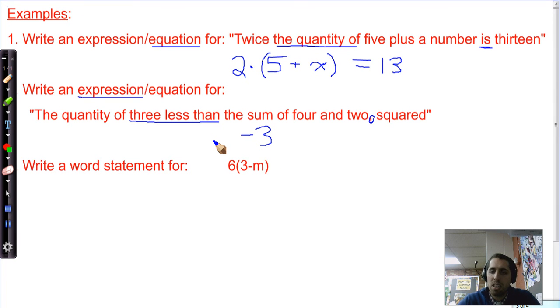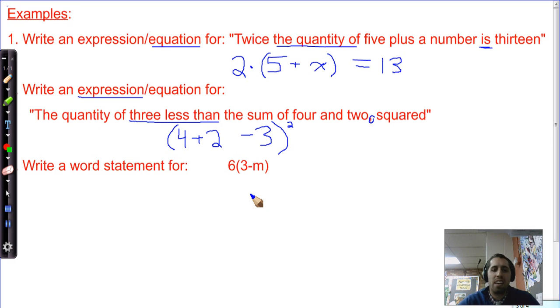3 less than the sum of 4 and 2. Well, 4 and 2, okay, I'm going to use those. But the sum means we're going to add those two together. Order of operations says that we're going to add these first anyway. So maybe if you wanted to put parentheses, that'd be fine. The sum of 4 and 2, and then you're going to find what's 3 less than that. But then overall, you're going to take all that quantity, and you're going to square it. And square means an exponent of 2. We talked about that in previous lessons and years.